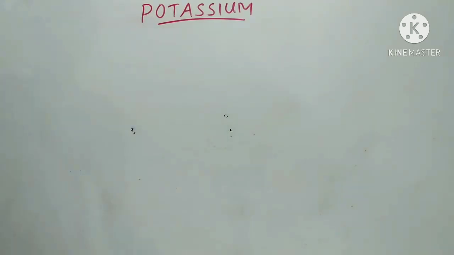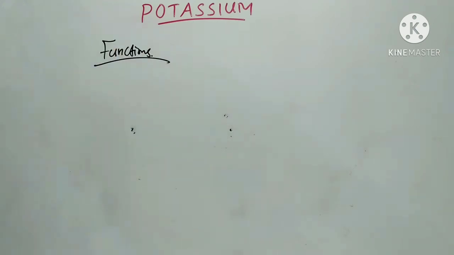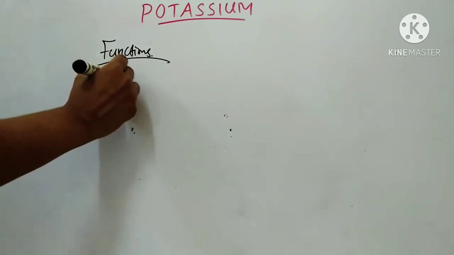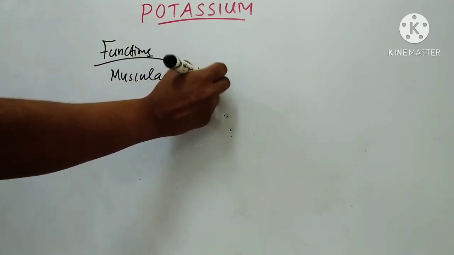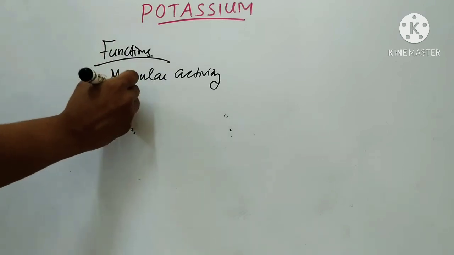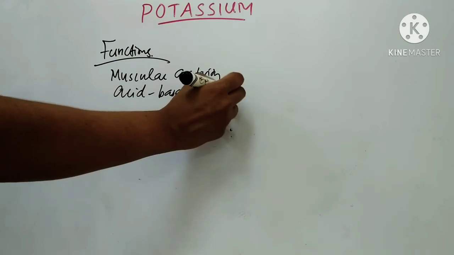Coming to the functions of potassium. Many functions of potassium and sodium are carried out in coordination with each other. Functions include: it influences muscular activity. Then it is involved in acid-base balance.